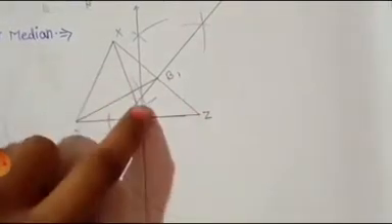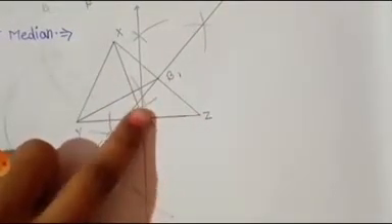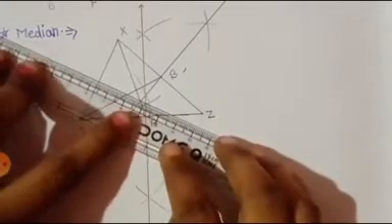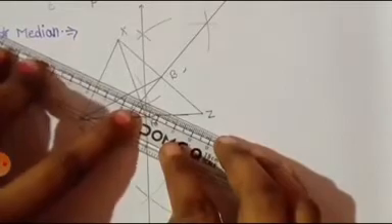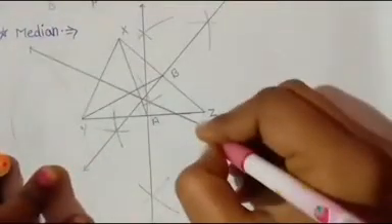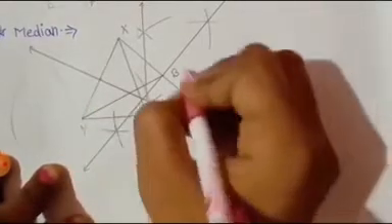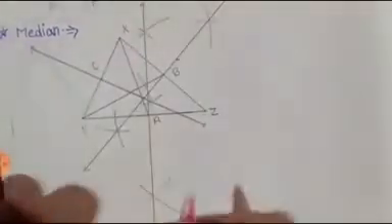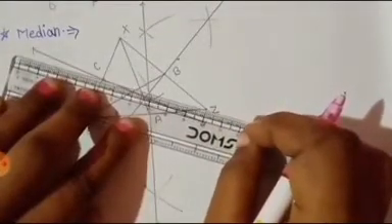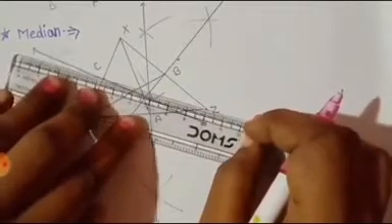Now join these 2 points with each other. We'll put a scale on these points and draw one perpendicular bisector of XY like this. Now again give this point as C. Now join CZ with the help of a scale.